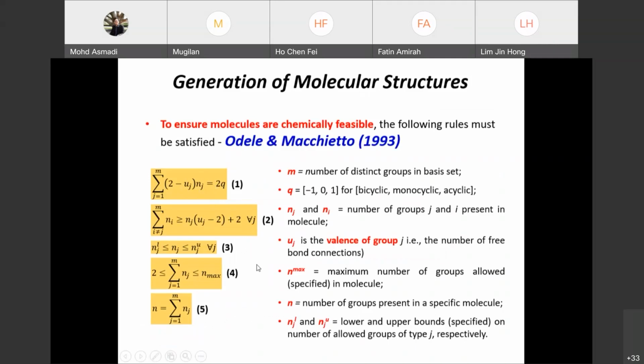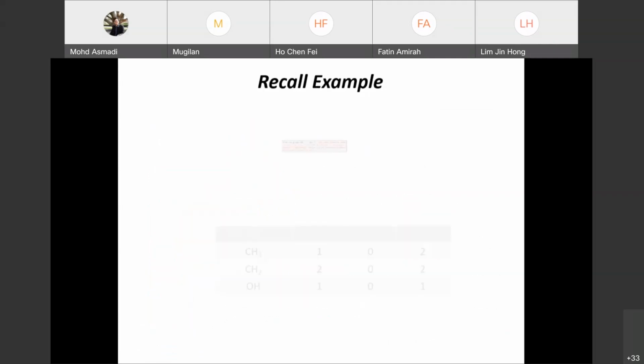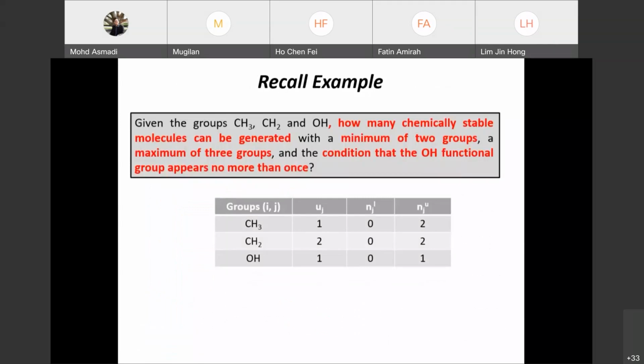I will explain, and if you don't understand, you can ask about this. This is important for the generation of the molecules. So based on the previous examples, given the groups CH3, CH2, and OH, we have to generate molecules.